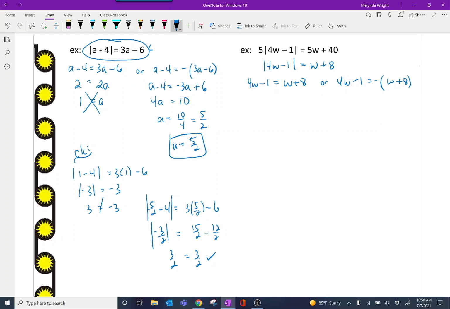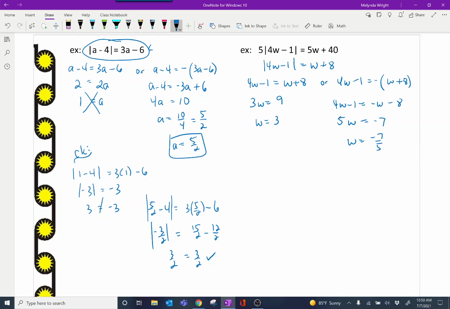Okay, so let's work out those values. Let's move the w over. That gives us 3w. Move the 1 over is 9. So w could be 3. Or we've got 4w minus 1 is negative w minus 8. So we've got 5w. Move the negative 1 over. And w is negative 7/5.